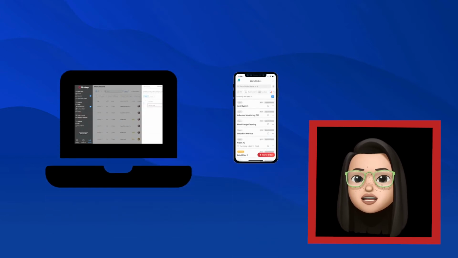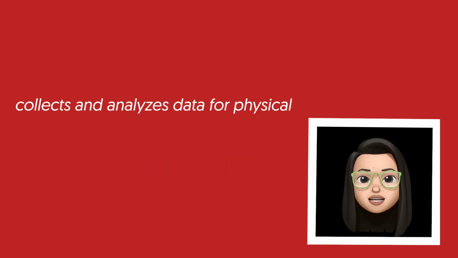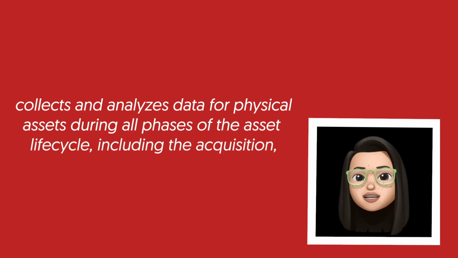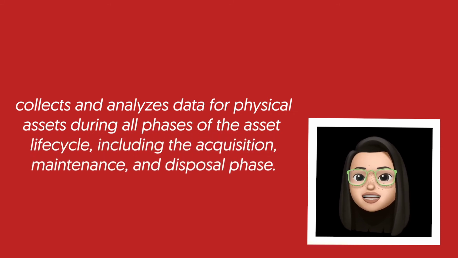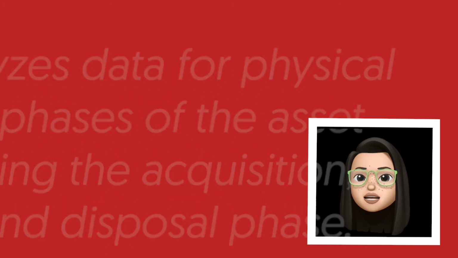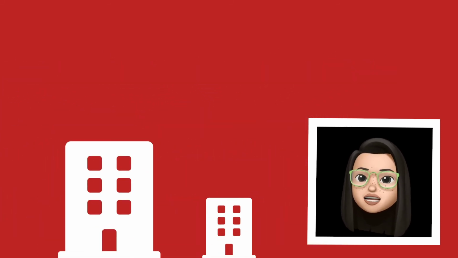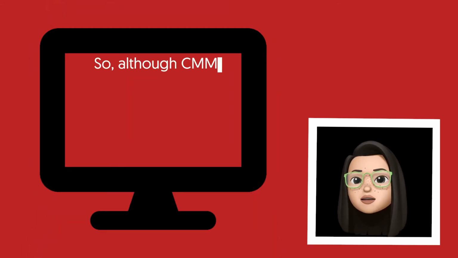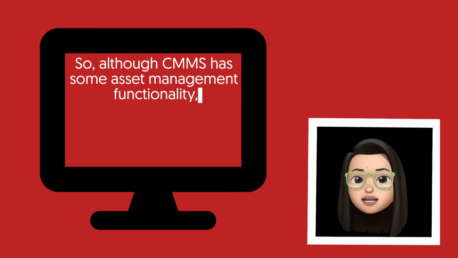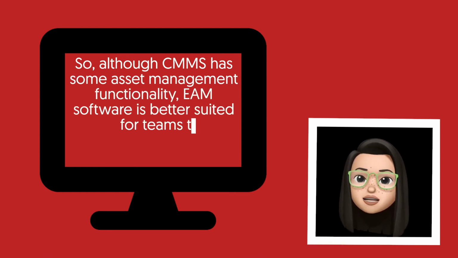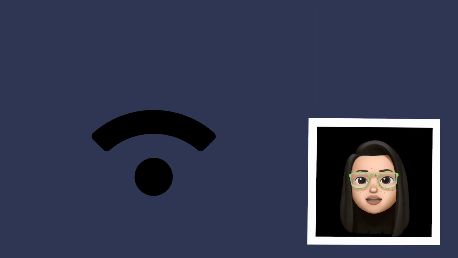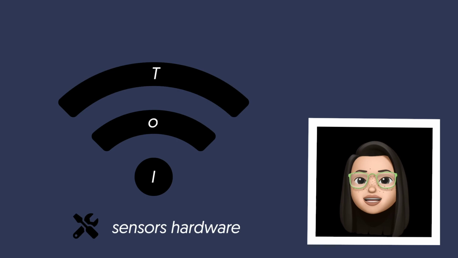Similarly, Enterprise Asset Management, or EAM software, collects and analyzes data for physical assets during all phases of the asset lifecycle, including the acquisition, maintenance, and disposal phase. EAM software is specifically designed for larger organizations that have outgrown simpler CMMS software. So although CMMS has some asset management functionality, EAM software is better suited for teams that have more and more complex asset management needs.